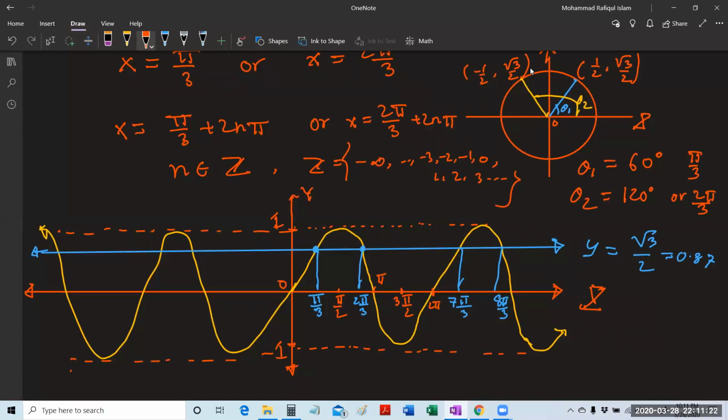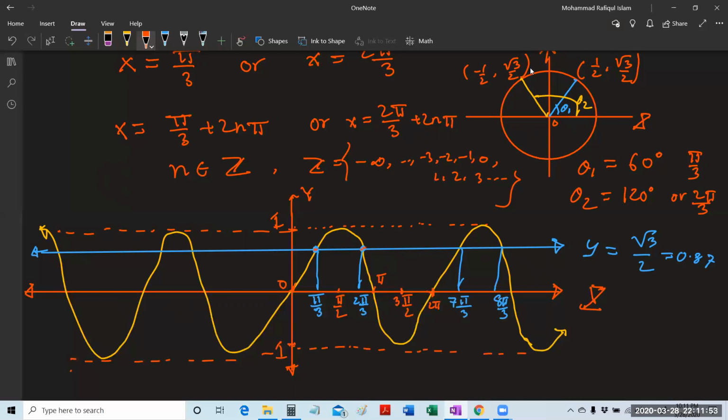So if we look at the sine function's graph, this is the fundamental period of the sine function, 0 to 2 pi, and in the first half of the fundamental graph, we see if x equals pi over 3 or x equals 2 pi over 3, we get two positive values of y, that is root 3 over 2, which is equal to 0.87, which is less than 1. That's why it's here.